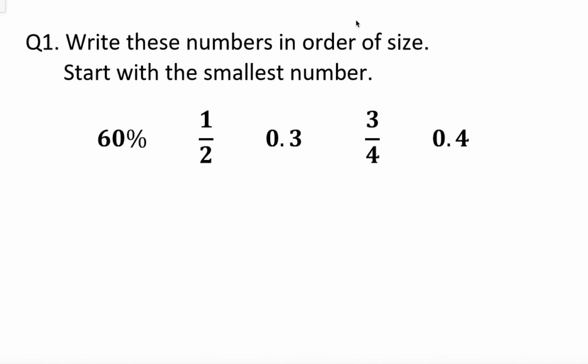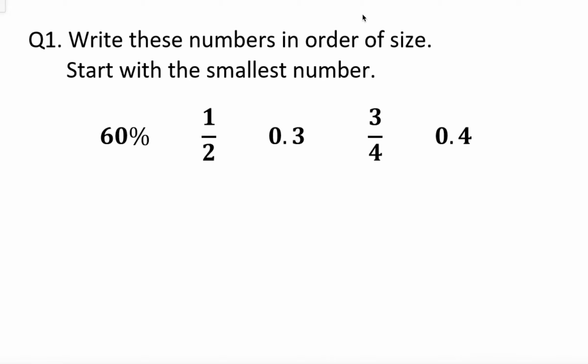Right, first question. Have a look at the question. Write these numbers in order of size. Start with the smallest number. Well, if we look at the figures we've got 60%, a half, 0.3, 3 quarters, and 0.4. Now, to put these in order of size is going to be difficult because they're all in different formats, like percentage, decimal, and fraction.